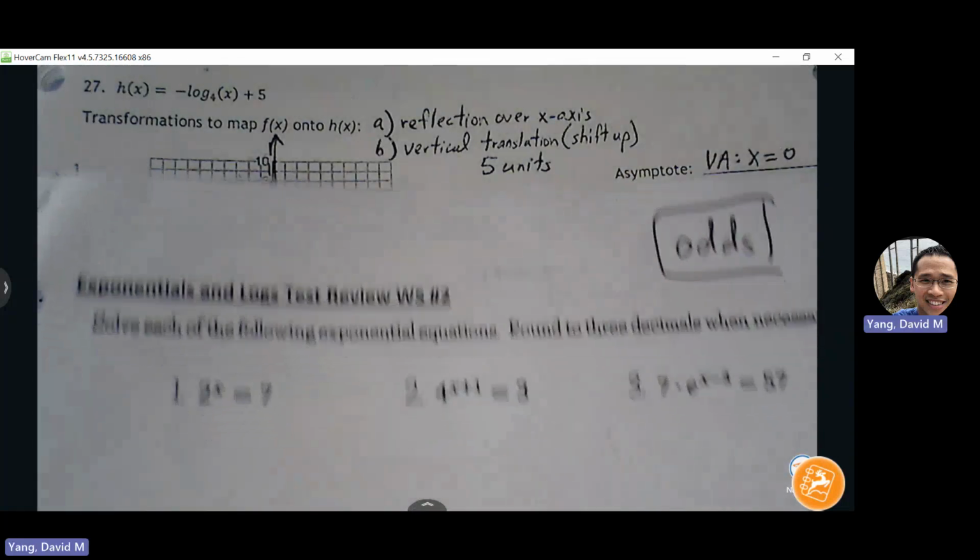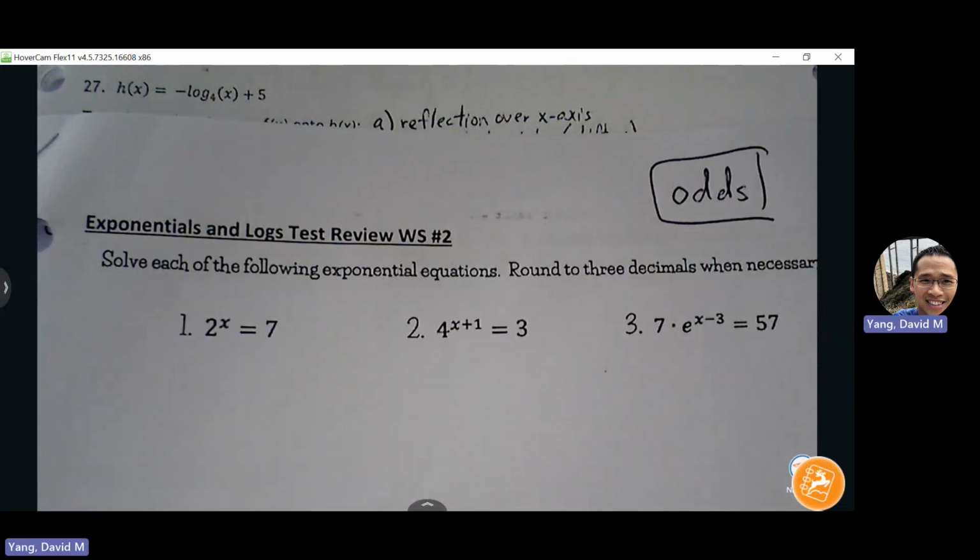Okay, so let's work through the odds on worksheet 2. And I'll show the answers. Again, you guys have to key attach to your packet, but I'll pace us through these problems as well.